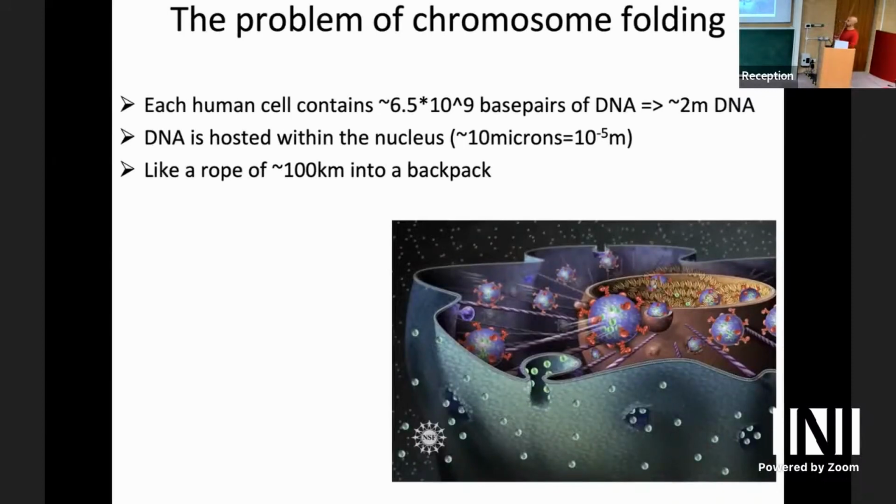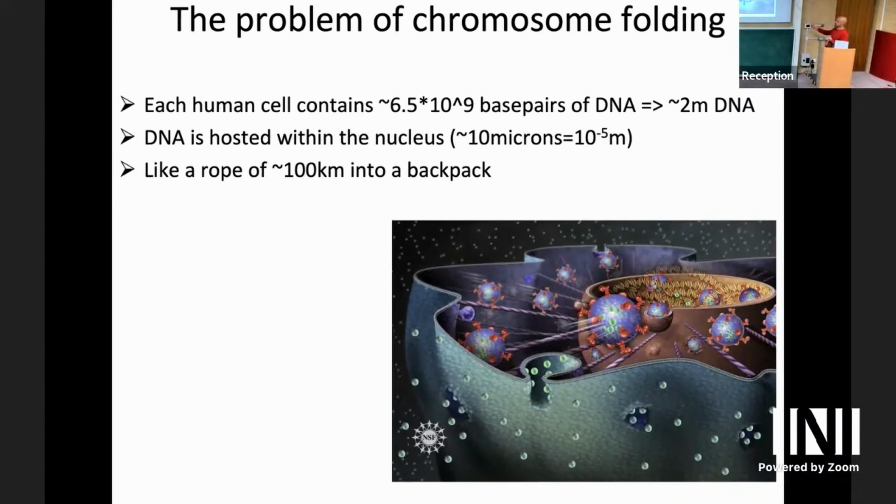Okay, so as I was saying, I was interested in the problem of chromosome folding, and actually the talk before was very useful as an introduction in this respect. So the idea is the following. Basically, very few elementary considerations. Each human cell contains a very large amount of DNA. It's about 6 billion base pairs of DNA, and if you unfold this DNA, it's about 2 meters inside the nucleus of each cell.